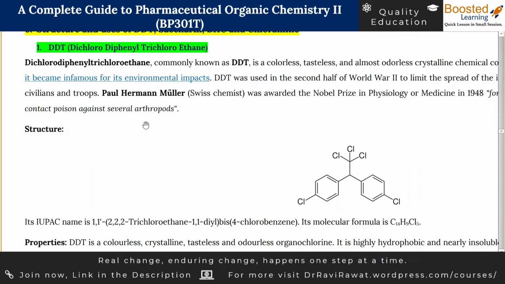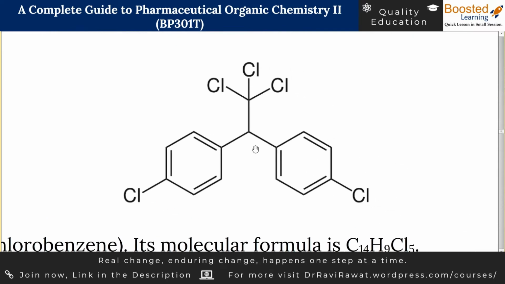So let us now study the compound from the chemistry point of view. If you see its structure, it is made up of one carbon in the center, and attached to this carbon are two identical groups which are chlorobenzene. So there is one chlorobenzene on this side, and as a replica there is another chlorobenzene on the other side, and there is also attached the CCl3 group.